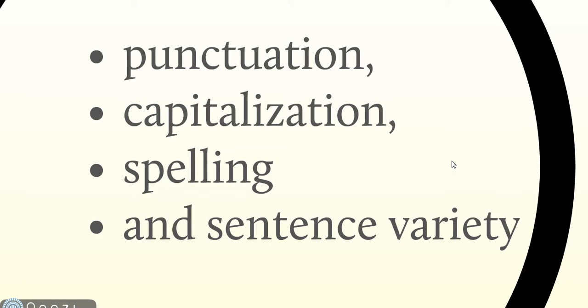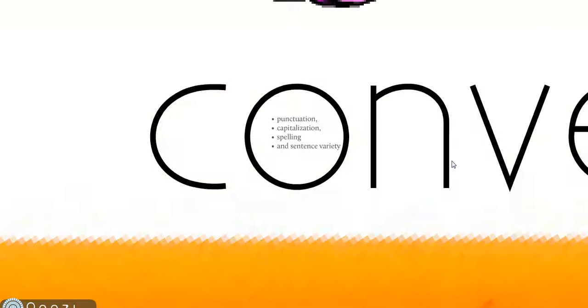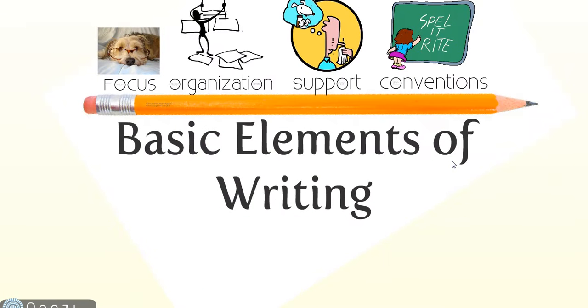And have you mixed up your sentence variety? Have you sometimes used simple sentences and sometimes used questions and sometimes used compound complex sentences? The more variety you have, the more it will flow and the easier it will be for your reader to connect to it. So these are the 4 areas: focus, organization, support, and conventions. And we hope today that we've been able to help you get a little more of an idea of what it is that we're talking about when we talk about those things.